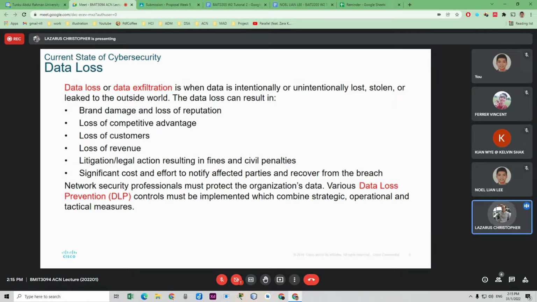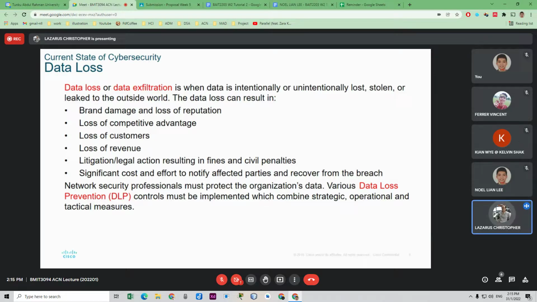Sometimes the data is your competitive advantage. Maybe it's the design of a product, and only you have that design. If it's lost and leaked to the outside world, everybody else can see. Not necessarily will they copy it, but they will design something similar, using a different process. But you already lose your competitive advantage, right?